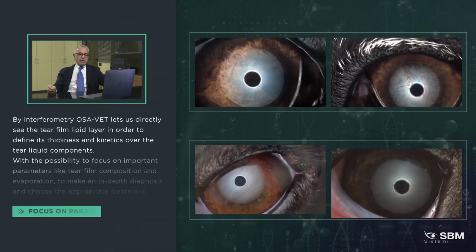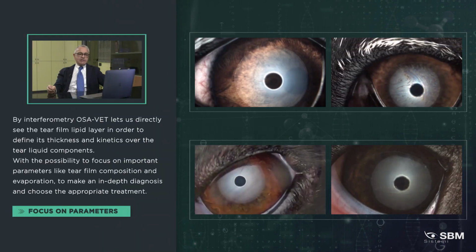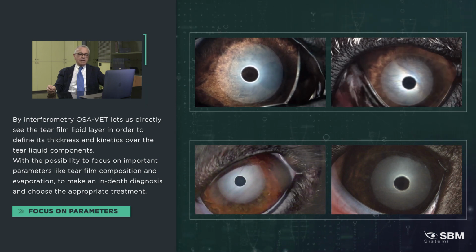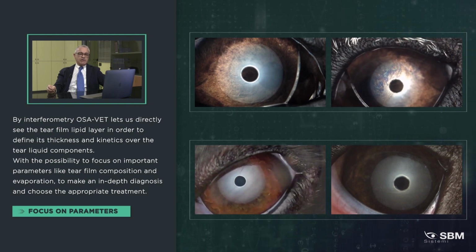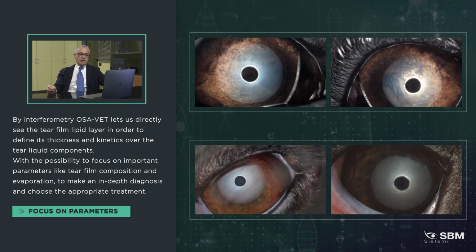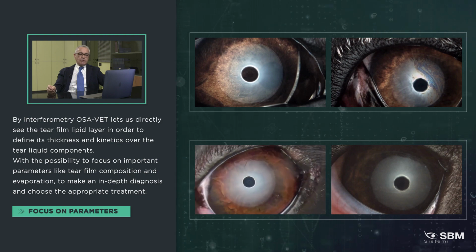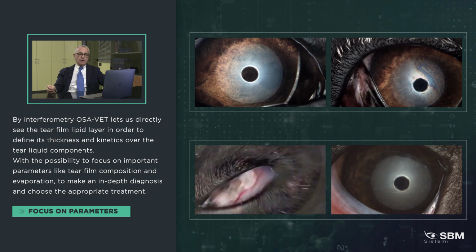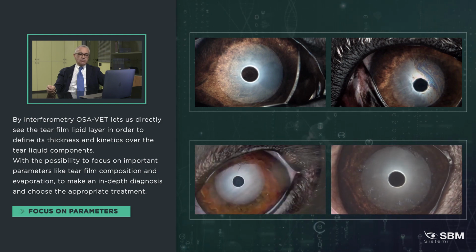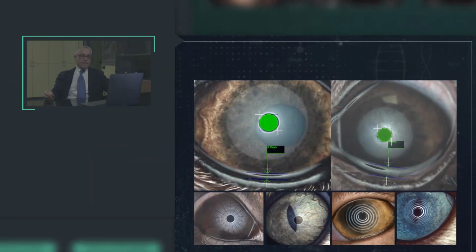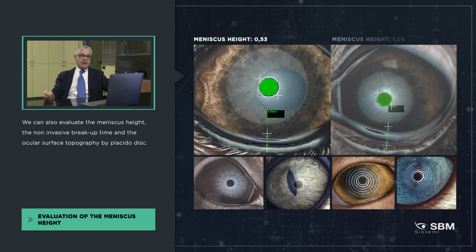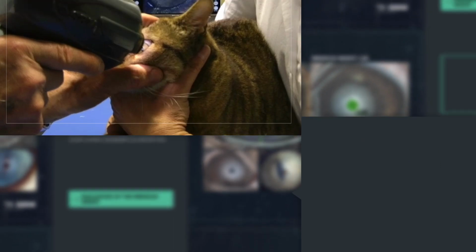By interferometry, OSA VET lets us directly see the tear film lipid layer in order to define its thickness and kinetics over the tear lipid components, with the possibility to focus on important parameters like tear film composition and evaporation to make an in-depth diagnosis and choose the most appropriate treatment. We can also evaluate the meniscus height, the non-invasive breakup time, and the ocular surface topography by Placido disc.